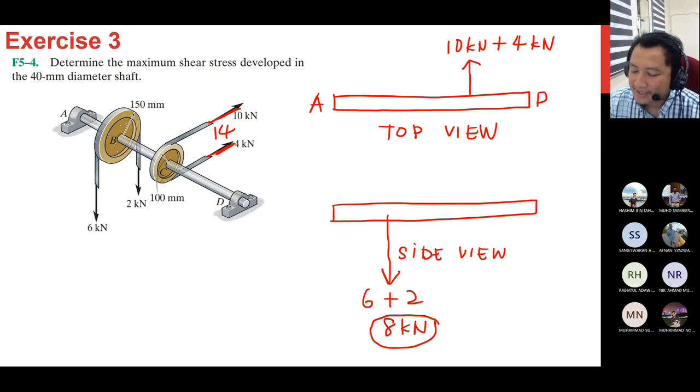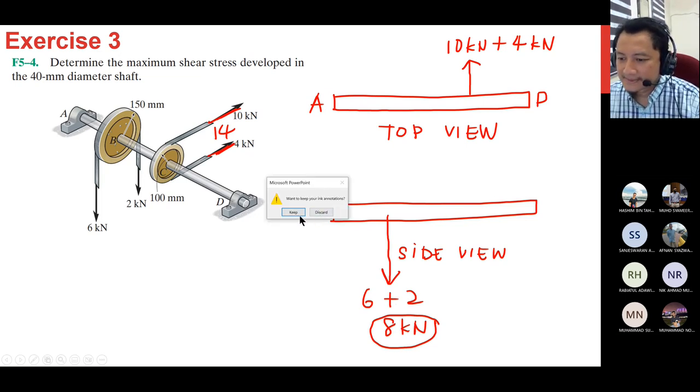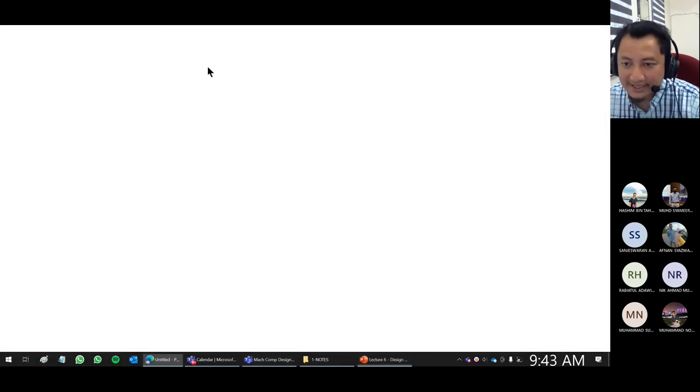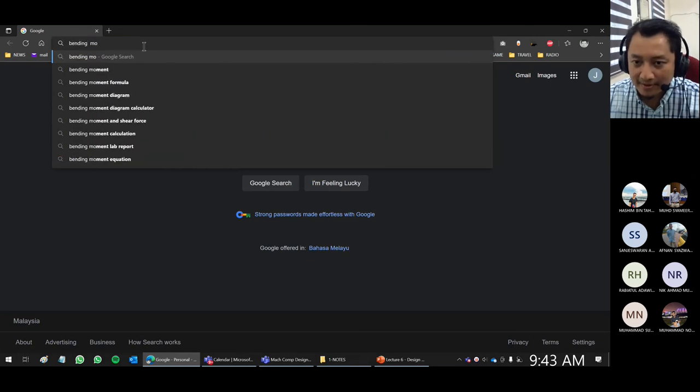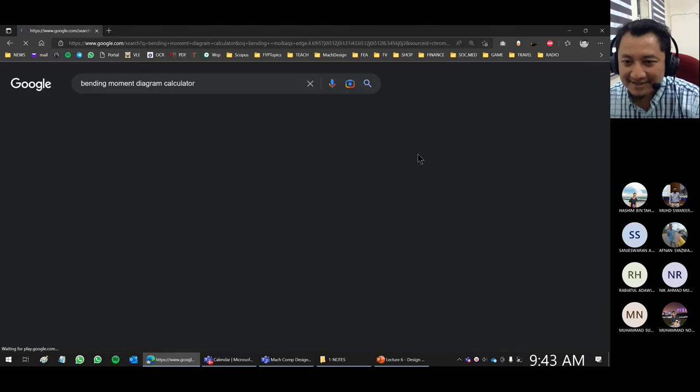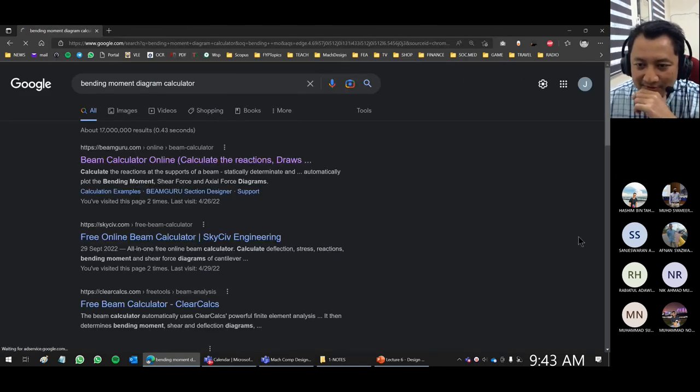Ingat lagi how to plot bending moment? Yang kena potong-potong tu. Kena dapatkan reaction force berapa kat sini tu. Barulah value bending moment tu kamu kena plug in masuk dalam formula yang tadilah. Apa ni? Keep sekejap. Bending moment, kadang-kadang kita nak cepat lah. Bending moment diagram calculator lah. Ni ada ni. Pakai ni je. Beam Guru.